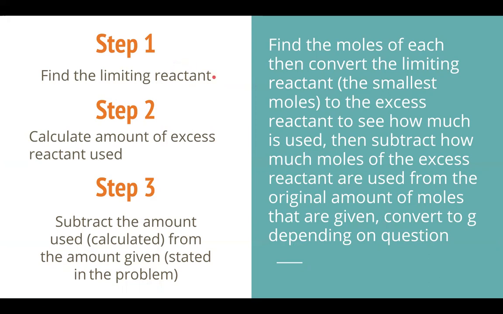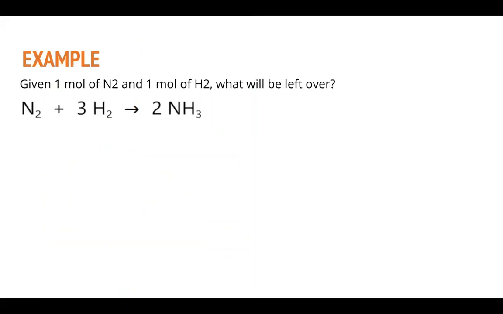So to find the leftovers, it's a simple 3-step process. First, you find the limiting reactant, which we just did in that problem before. We just looked at 3 ways to do that. Step 2, you're going to calculate the amount of excess reactant that is actually used in the reaction, and then you're just going to find the difference to find out how much is left. This is kind of confusing, but it just explains what we're going to be doing in words. So if that's helpful, you can look at that. I'm going to keep going.